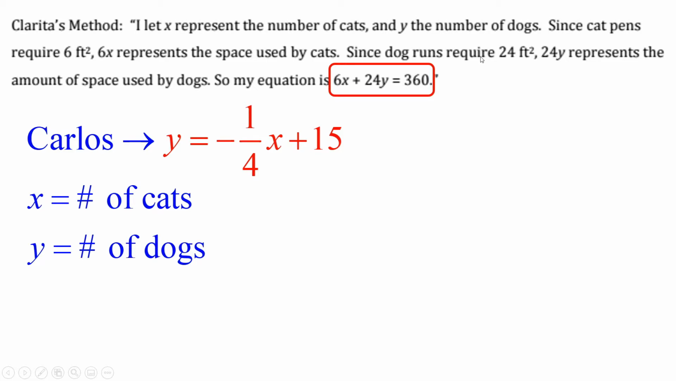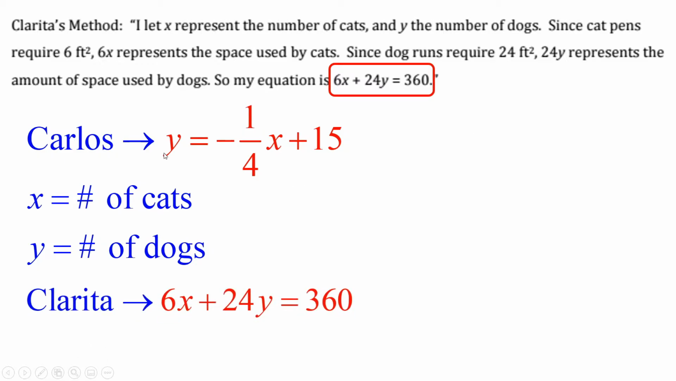Since dog runs require 24 square feet, 24y represents the amount of space used by the dogs, plus 24y. So my equation is 6x plus 24y is, and remember, they had 360 square feet available, 360. So that is like the inequality we created at the beginning of this activity. We like it. So Carlos has y equals negative 1/4 x plus 15, and Clarita is using 6x plus 24y equals 360.